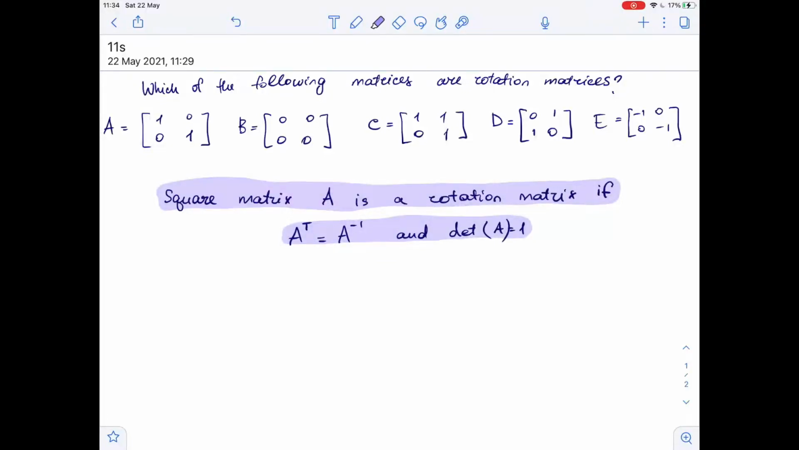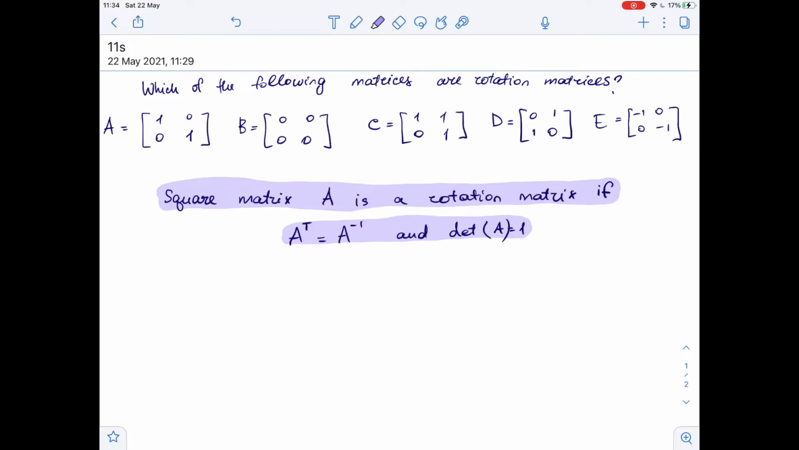In this problem, we need to identify which of the following matrices are rotation matrices. We have 5 square matrices here. And to do that, let's review how we can tell if a square matrix is a rotation matrix or not.